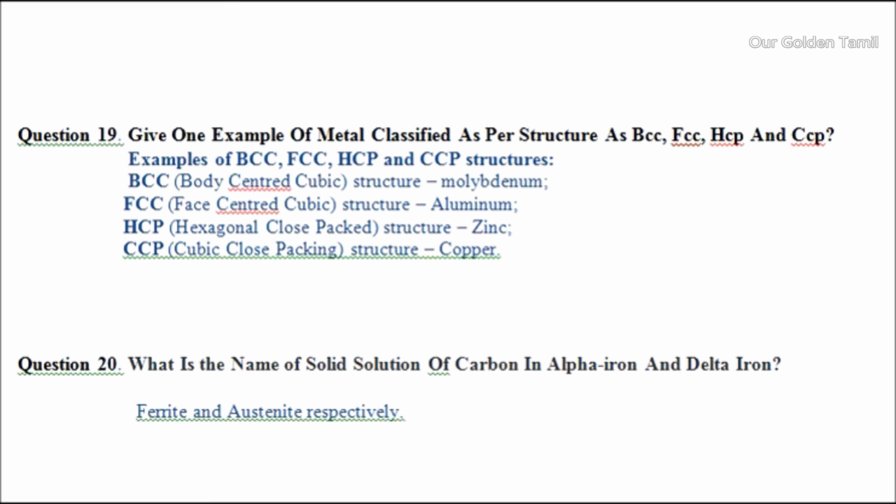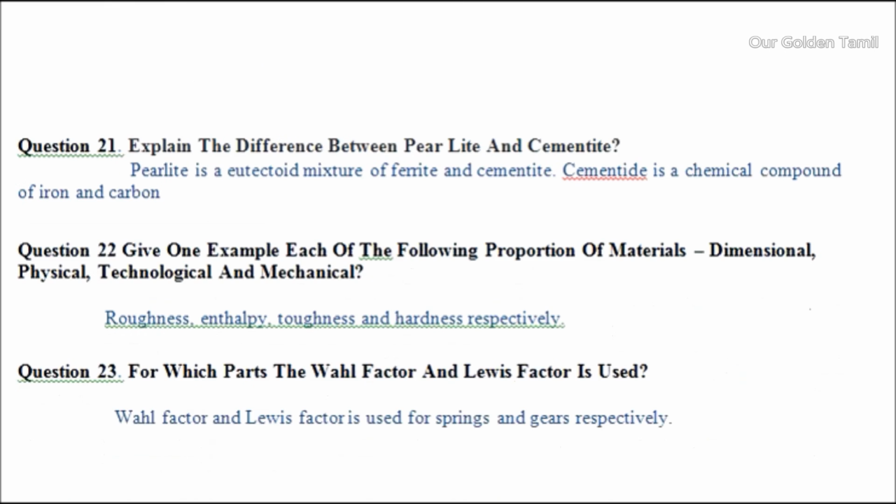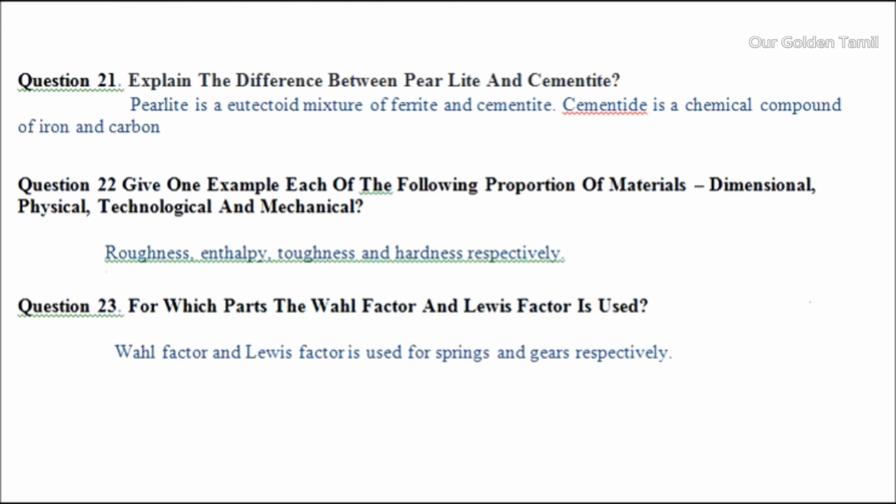Question 20. What is the name of solid solution of carbon in alpha iron and delta iron? Ferrite and austenite respectively. Question 21. Explain the difference between pearlite and cementite. Pearlite is a eutectoid mixture of ferrite and cementite. Cementite is a chemical compound of iron and carbon.